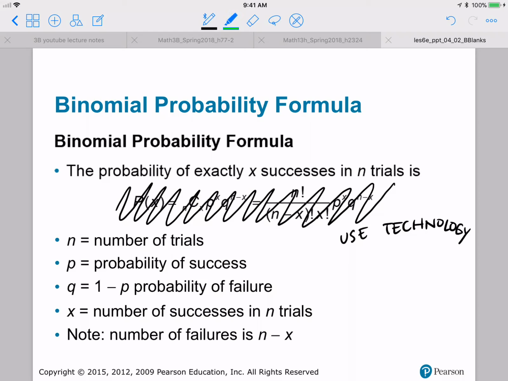Okay, the only thing new here is to introduce this concept of Q, which is 1 minus P. So Q is the probability of failure, right? So if P is the probability of success, then the probability of failure is going to be 1 minus P.